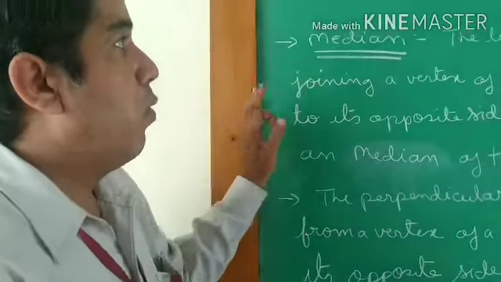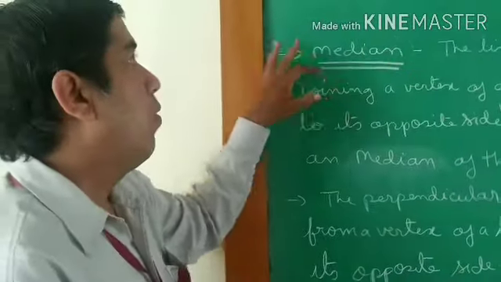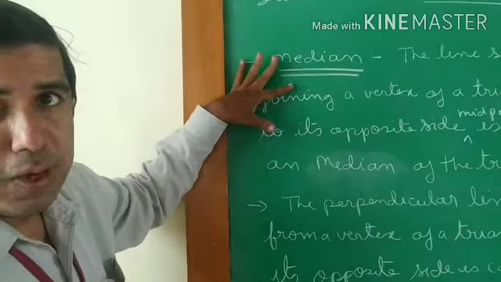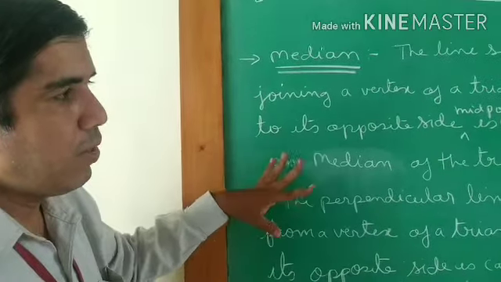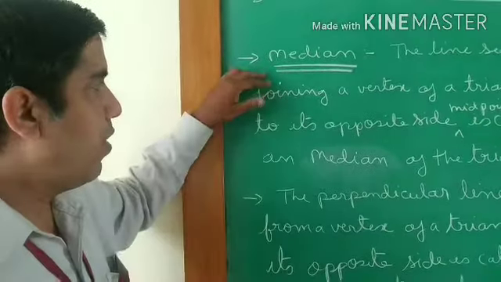Now today we are going to discuss lesson number 6. The first point here is median. I am going to discuss some definitions and some results. So the first definition is median.